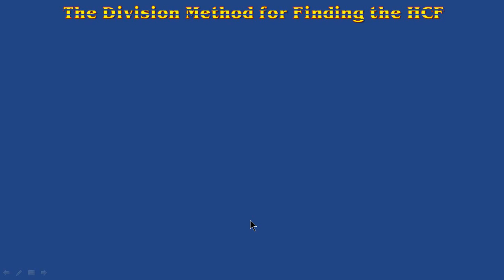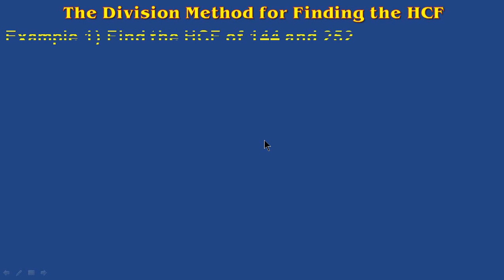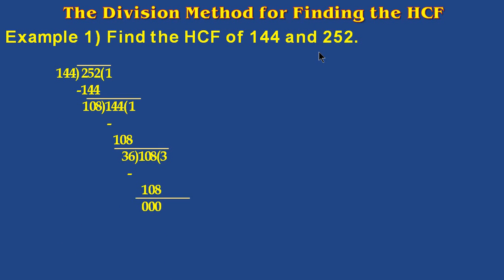Okay, now children, we have seen how HCF can be calculated by the vertical and horizontal methods. Now we will see the division method. Suppose we have to find the HCF of 144 and 252. First thing, divide the bigger number by the smaller one. 252 is the bigger number, so 252 will be divided by 144.